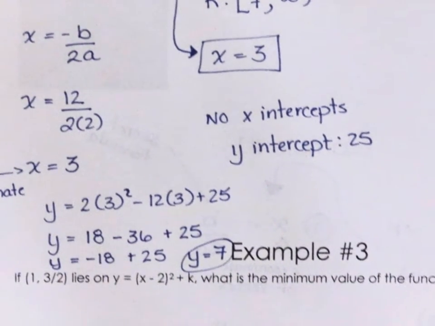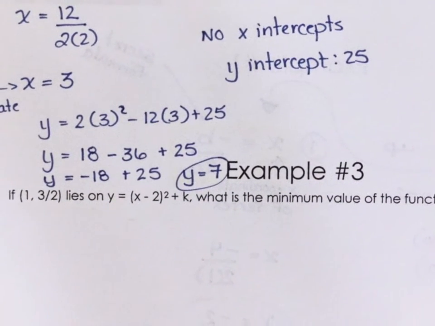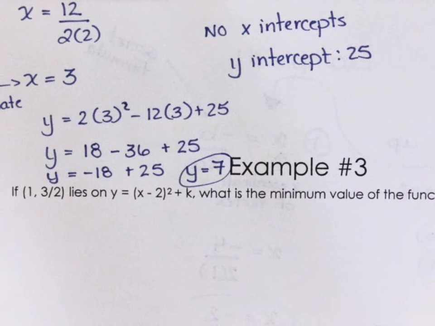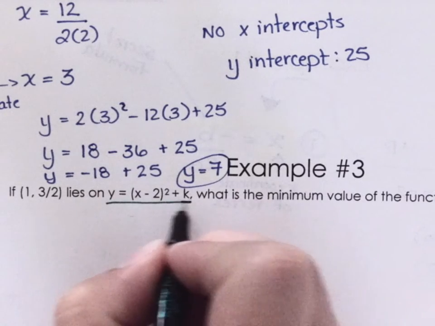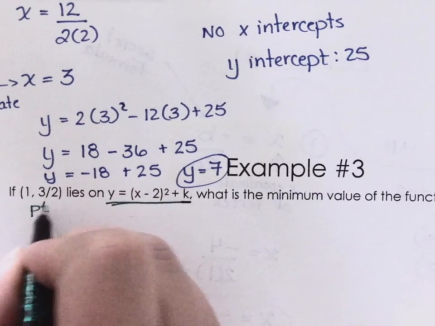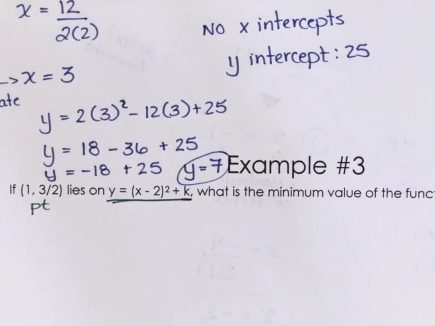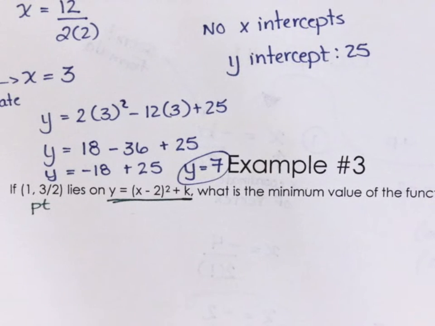Okay, so the last example is kind of a thinker example. It's a thinker example because it doesn't look like everything else that we've done, but you have all the tools to solve it. The point (1, 1.5) lies on this graph. This graph here. So this is the point, and it is on this graph.